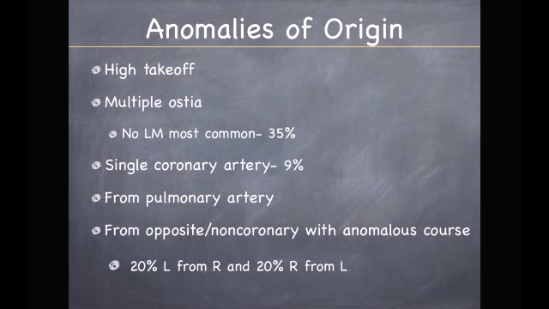You can also have a single coronary artery, which occurs in about 9% of patients. And you can also have them arise from the pulmonary artery. And then, of course, the one that most people talk about is when they arise from the opposite or non-coronary sinus and then have an anomalous course. About 20% of these are the left coronary artery arising from the right side, and about 20% are right coronary arteries arising from the left side.